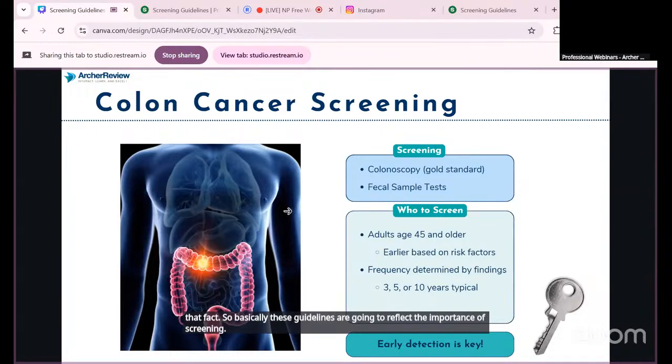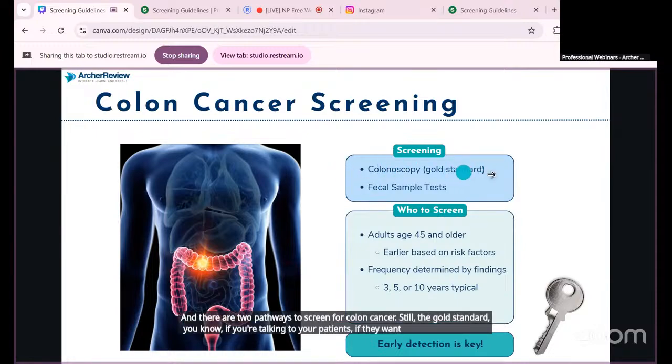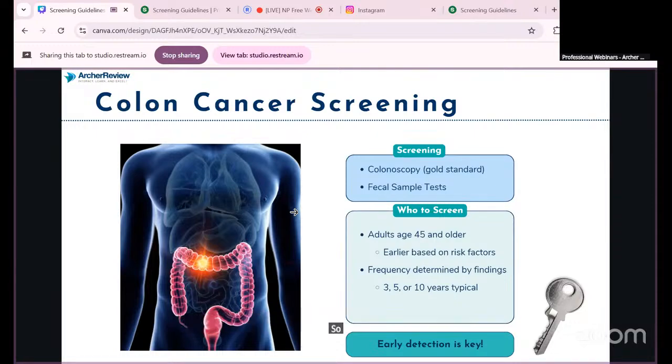And there are 2 pathways to screen for colon cancer. Still, the gold standard, if you're talking to your patients, if they want to be 100% and they have some sort of strong family or personal history, the colonoscopy is still considered the gold standard because they are actually taking a look within the colon and they're able to utilize that as their screening tool. But again, think about just our question. It's invasive. It requires this horrible bowel prep, requires this patient to have a driver because they're going to be under anesthesia. It's a gold standard, but it's a rougher one.